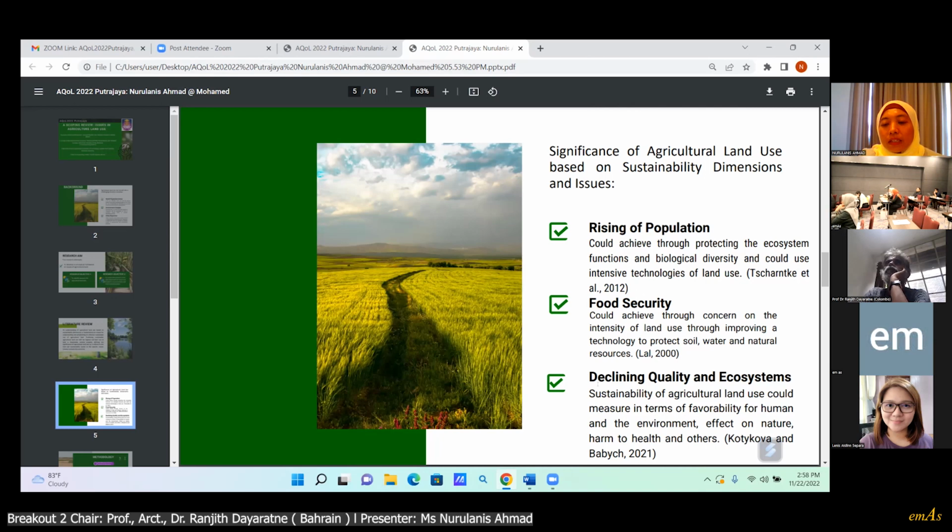In terms of declining quality and ecosystem issues, the sustainability of agricultural land use could be measured in terms of the favorability for humans and the environment, the effect on nature, and the harm to health and others. This is based on Kotikova and Babbage 2021.